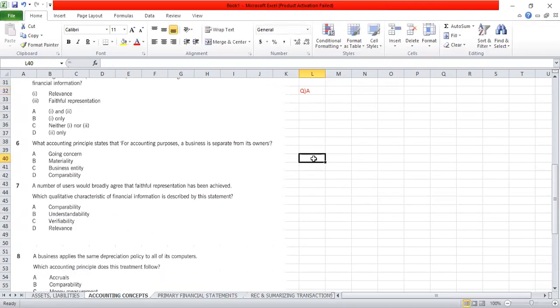Question number 6. Which accounting principle states that for accounting purposes, a business is separate from its owner? Here we deal with a business entity. C.